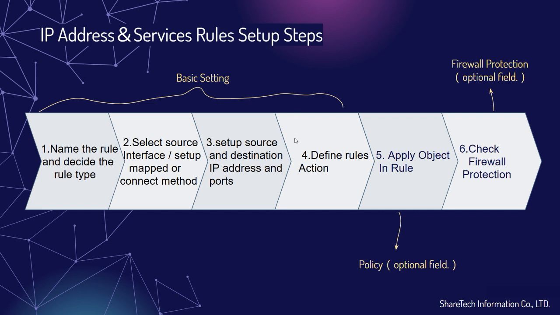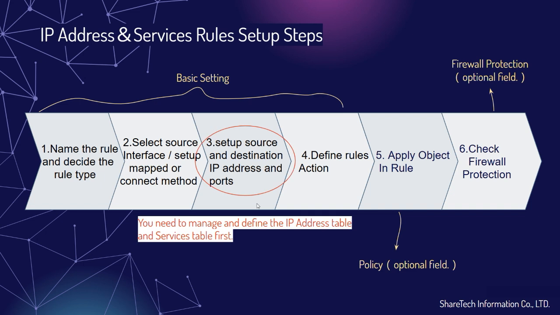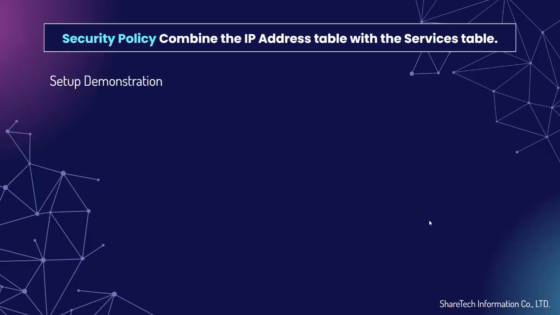The IP address table and the service table are related to the 3rd step. We need to first go to Object to define the IP address table and the service table, and then apply them when setting the rules. So this is the demonstration. I will demonstrate how to combine the IP address table and the service table in a rule.